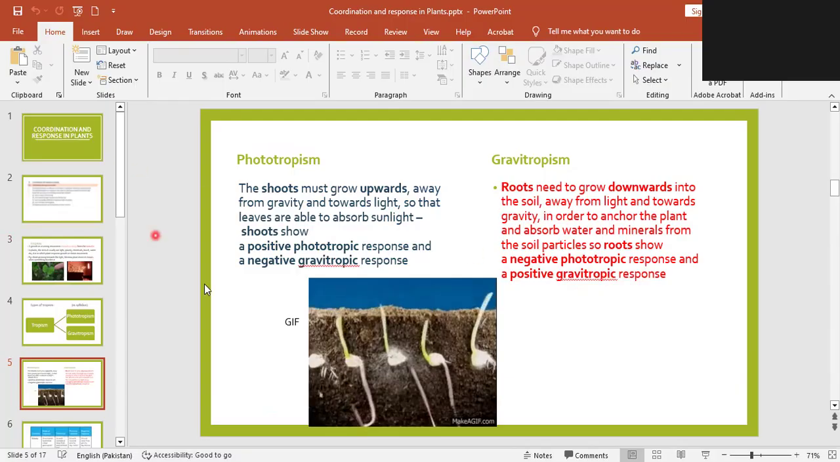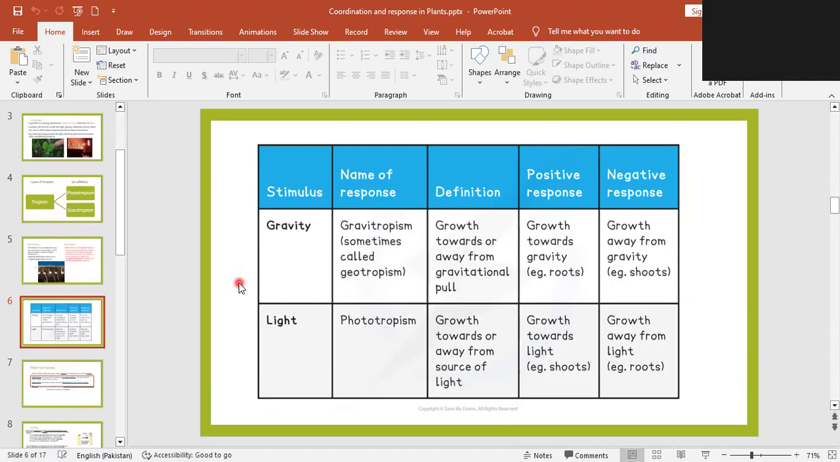Right? Shoots growing away from the gravity, negative gravitropism. But they are going towards the light, so positive phototropism. You need to understand how we are using the terms positive and negative with these two phenomena. Okay. All right. And just to summarize this in a tabular form, the stimulus is gravity and the response is gravitropism, sometimes also known as geotropism.